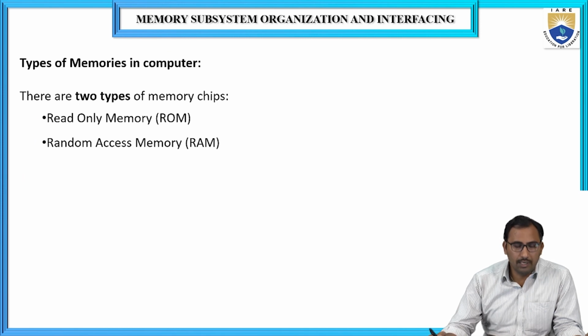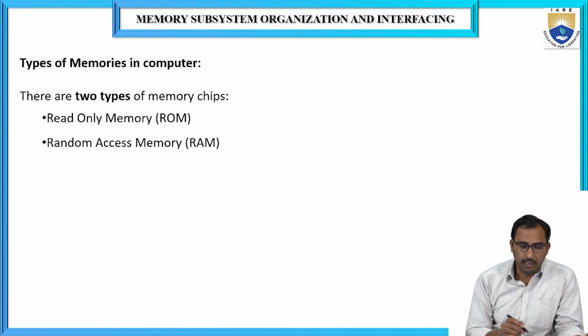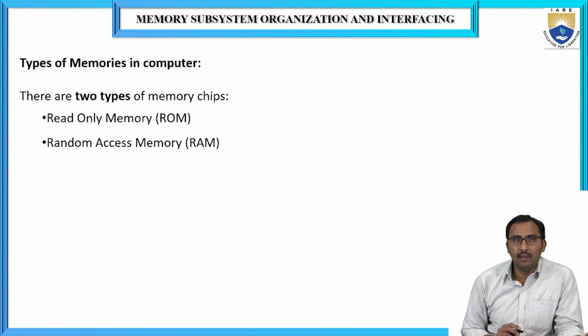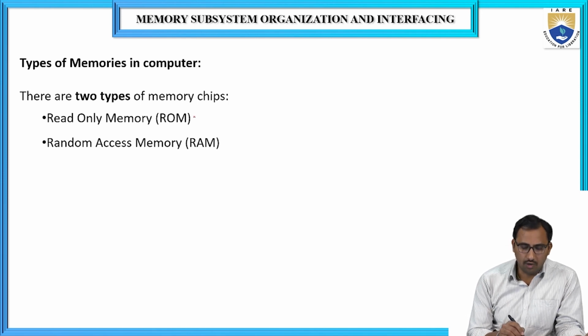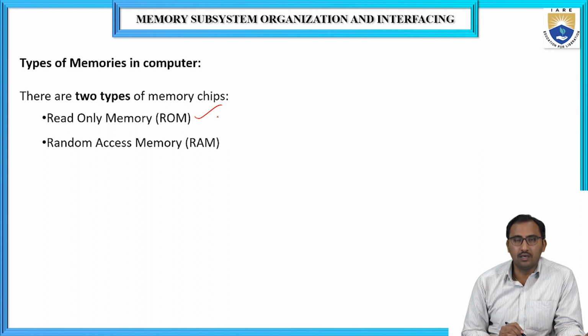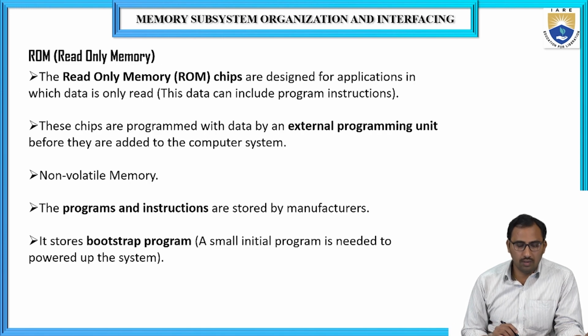So coming to the types of memories in a computer, basically we have two types of memory chips. One is ROM, read only memory, and another one is RAM, random access memory. So these are the main types of memories. First one is ROM and the second one is RAM. Okay, so let's start with the ROM. ROM means read only memory.